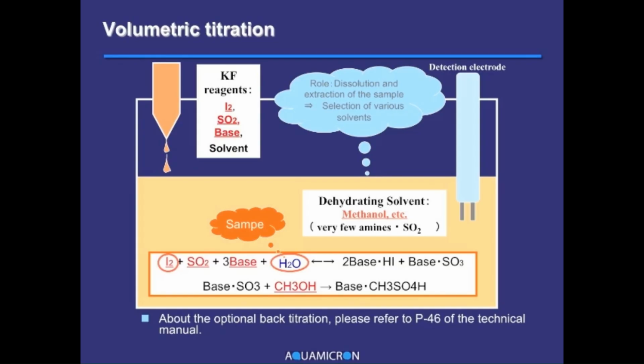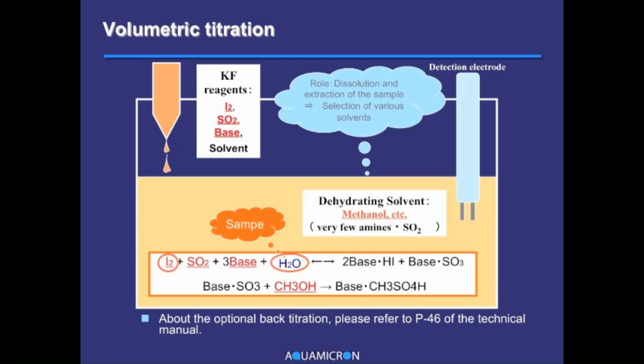Two reagents are needed in this volumetric titration. One is the Karl Fischer reagent that fills the burette, and the other is the dehydrating solvent poured in the main compartment. The role of the latter dehydrating solvent is to dissolve samples and to extract water from the samples. We provide you with many kinds of dehydrating solvents that suit different sample characteristics, most of which contain methanol as one of the key 5 chemical compounds in the Karl Fischer reaction.